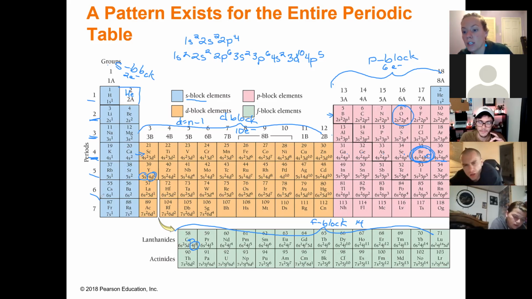Okay, so the biggest one you would have to make is barium. That'd be the biggest electron configuration that you guys would have to do. I won't have you do any of the latter ones.